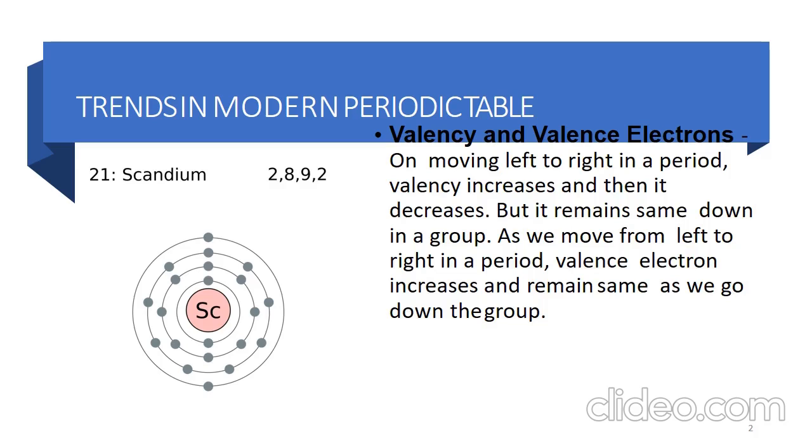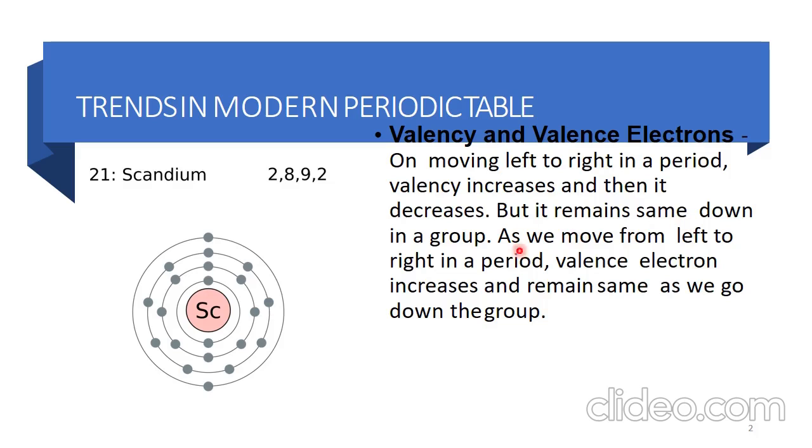Talking about valency, we know the combining capacity of the element to complete the electron in its outermost shell is known as valency. The valency is the combining capacity of an element. It depends upon the number of valence electrons, that is, the electrons present in the outermost shell of the atom. Let us now discuss variation.